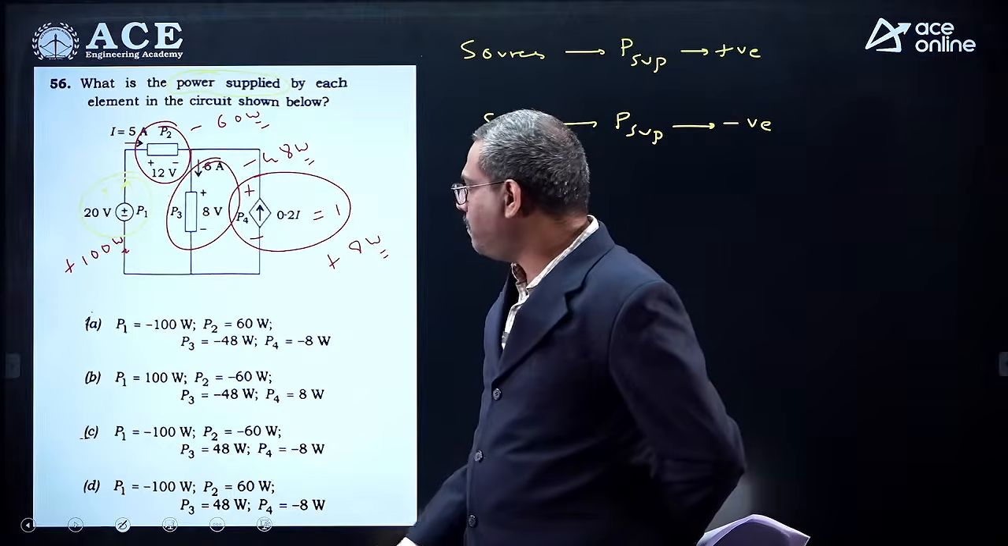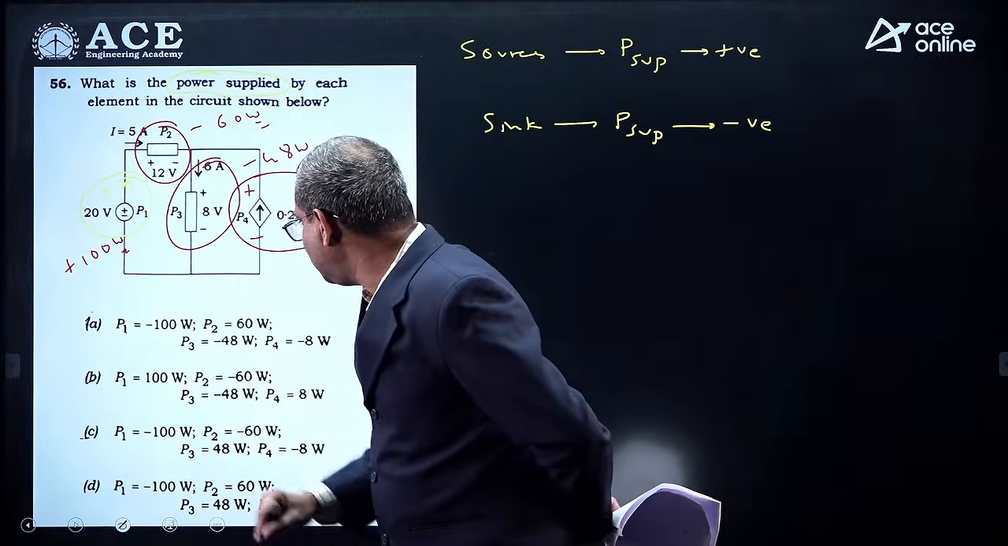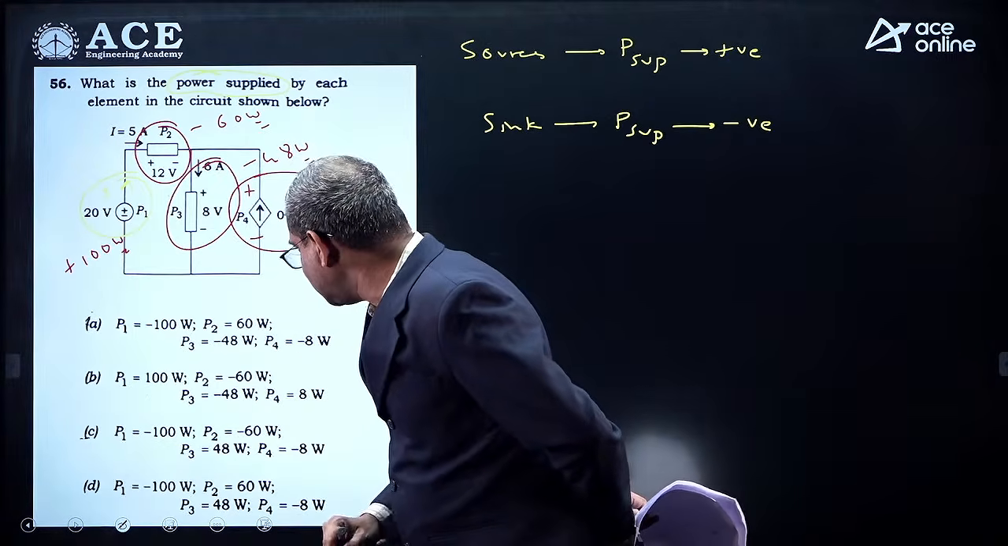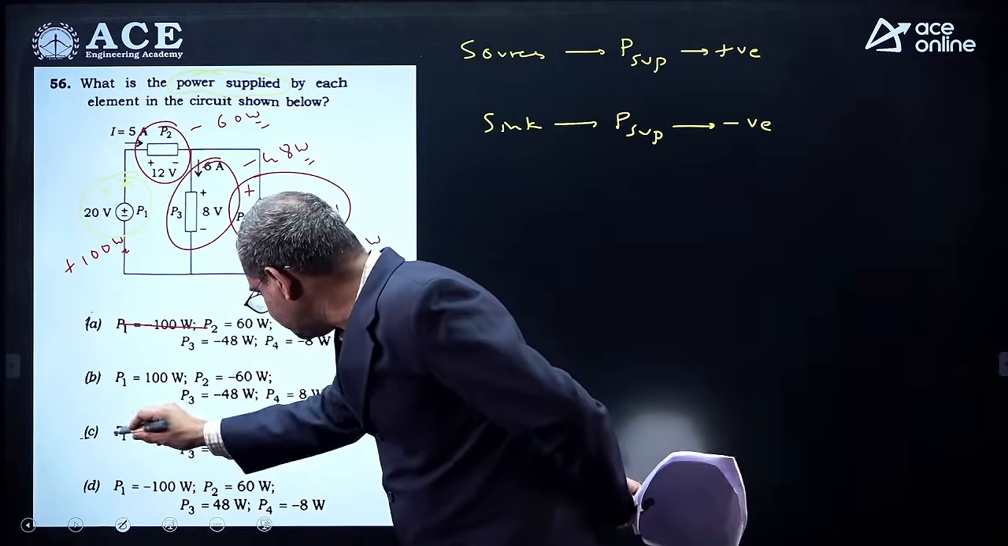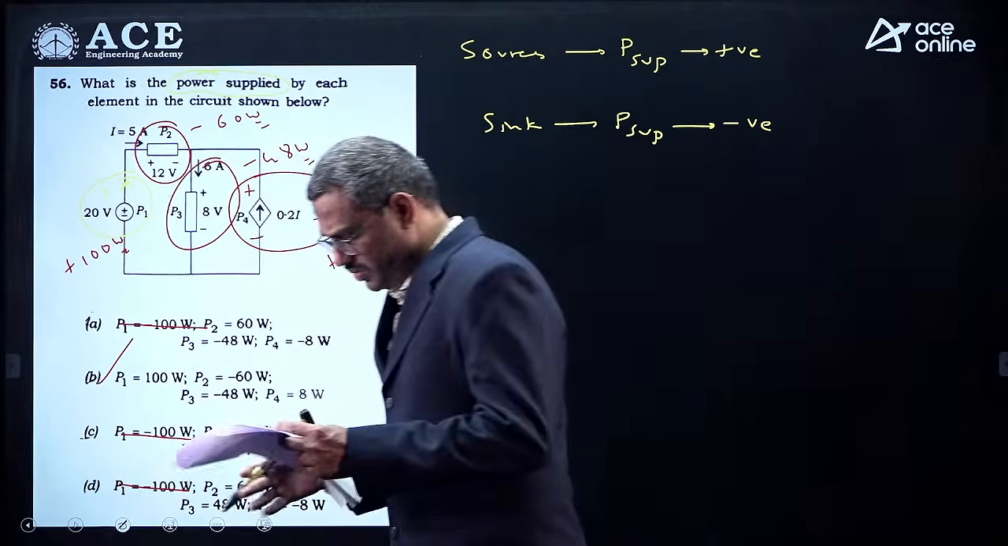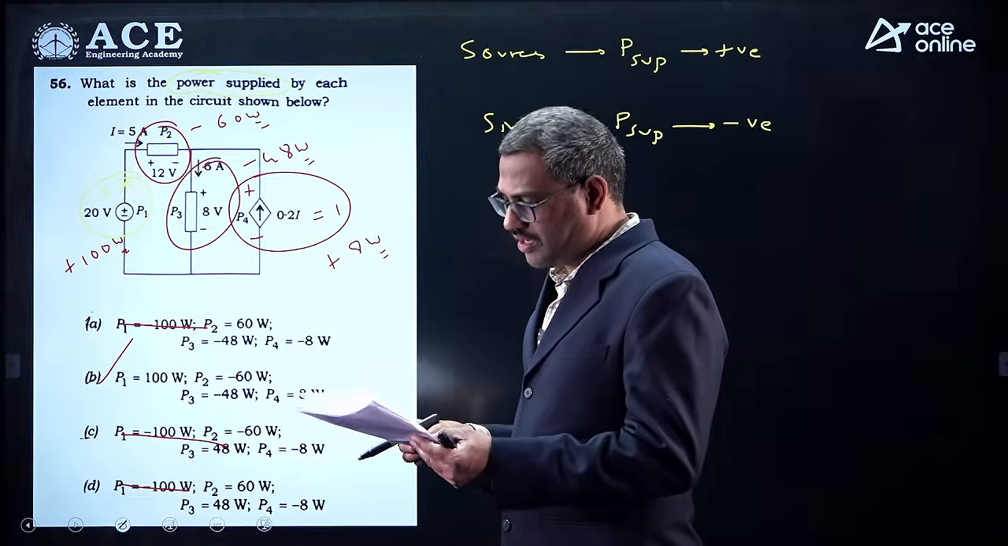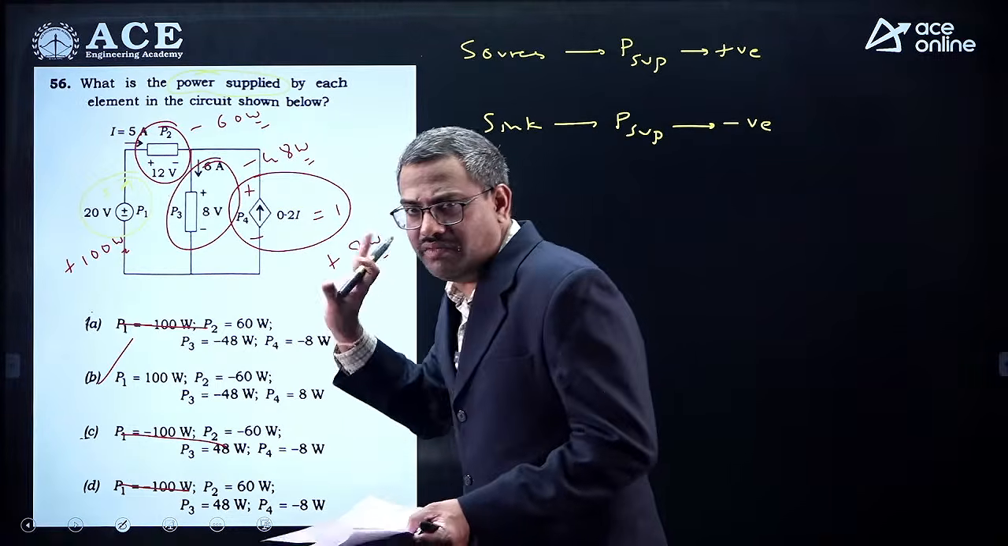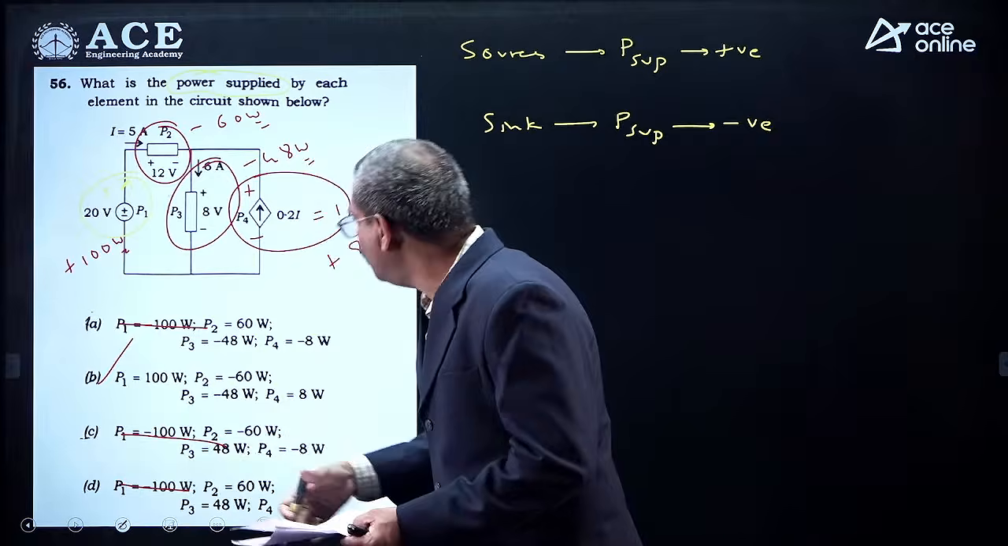So simply P1 is plus 100, so these two cannot be the answer. Overall, option B. You can eliminate even by one element, I need not do all these things.